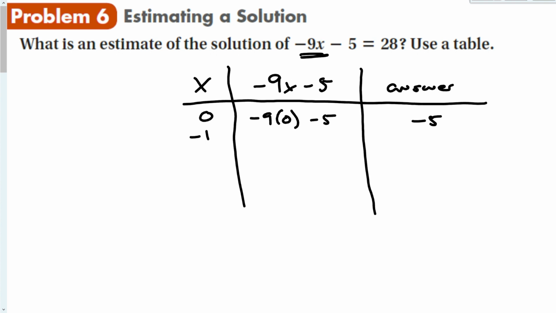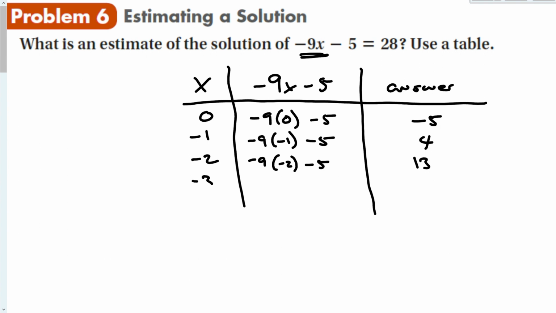So I'm going to try to go the opposite direction. I'm going to plug in -1. So that turns into -9 times -1 minus 5, which gives me an answer of 4. Okay, +9 minus 5. Okay, plug in -2, and I get -9 times -2, which is +18, minus 5 is 13.